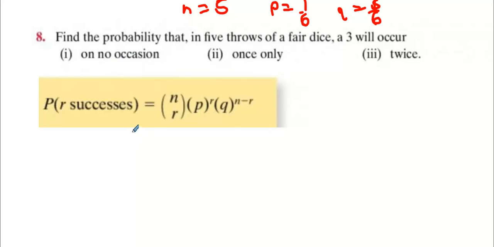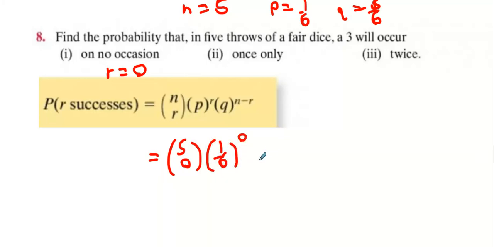On no occasion. What does that mean? An r value of 0, no successes. So it's going to be 5C0, then P, which is 1/6 to the power of 0, and 5/6 to the power of what? Anybody? 5. Those two powers always have to add up to n. So the two powers always add up to the n value.